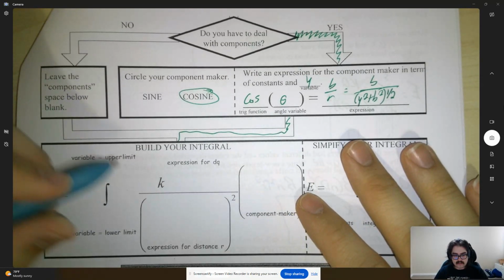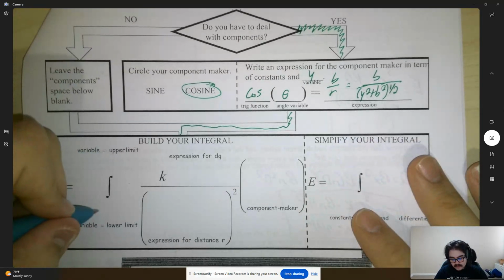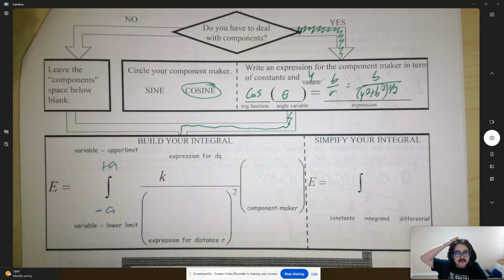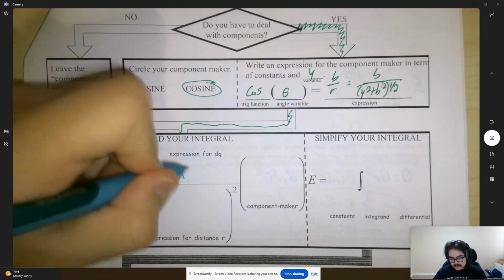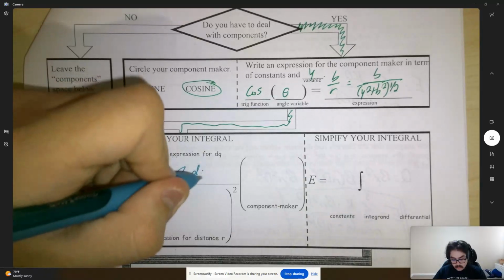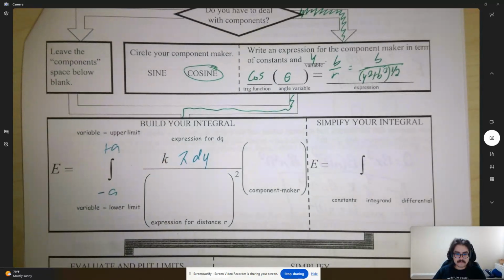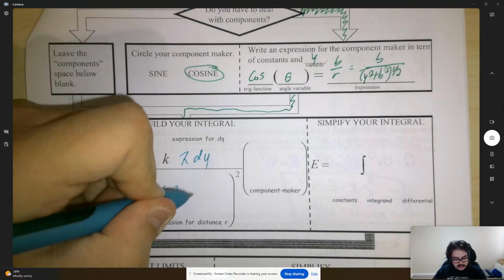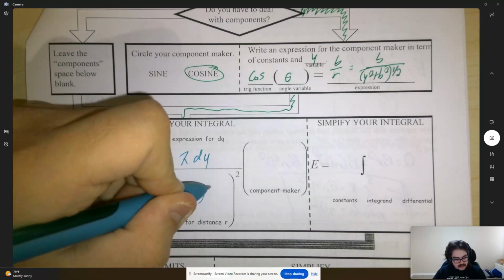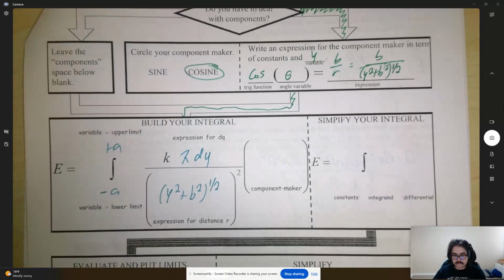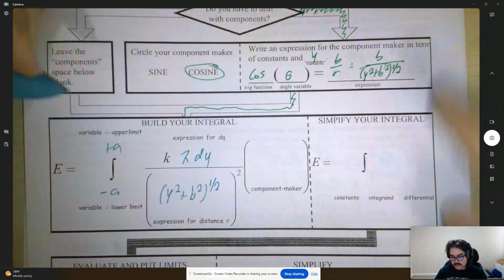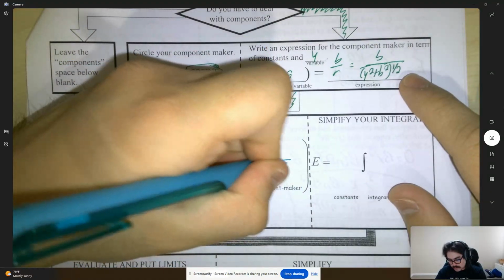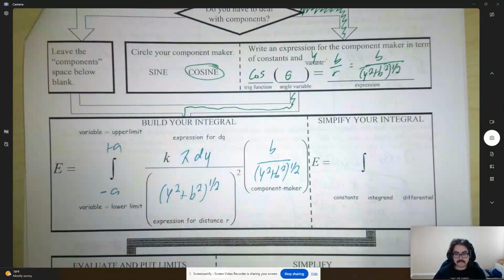I don't have anything in, so my limits, right? I need to go from negative a to positive a. For my expression for dq, I got lambda dy, sorry, not lambda dq. The expression for the distance r is y squared plus b squared to the 1/2 power. My component is what I wrote up here, b over y squared plus b squared to the 1/2 power.